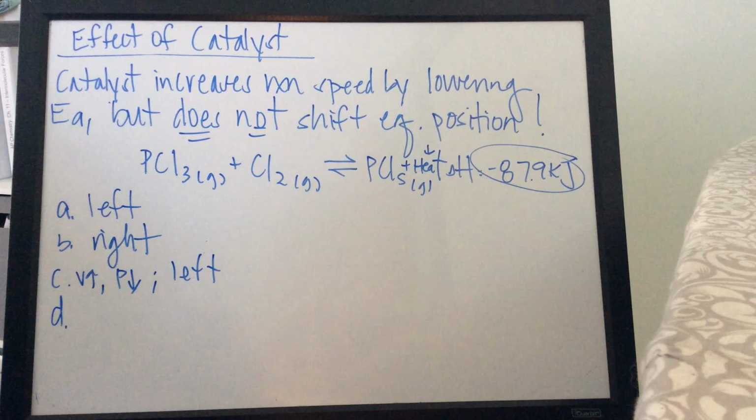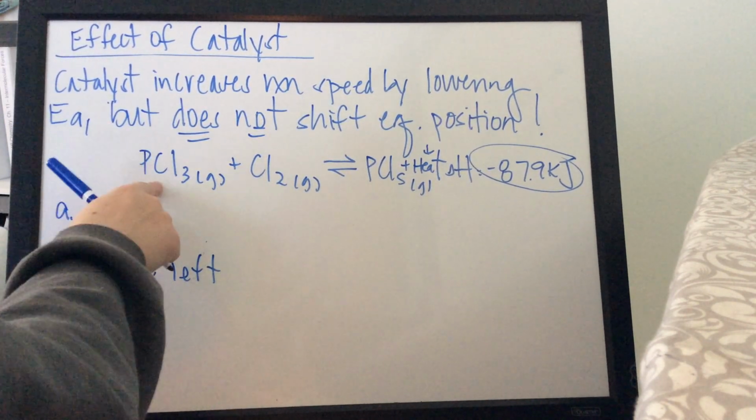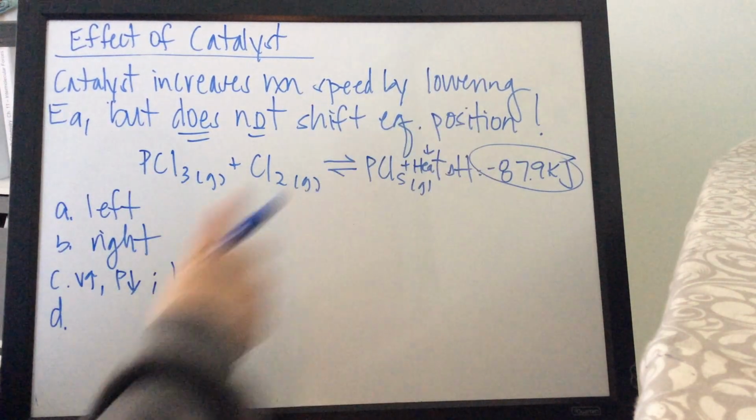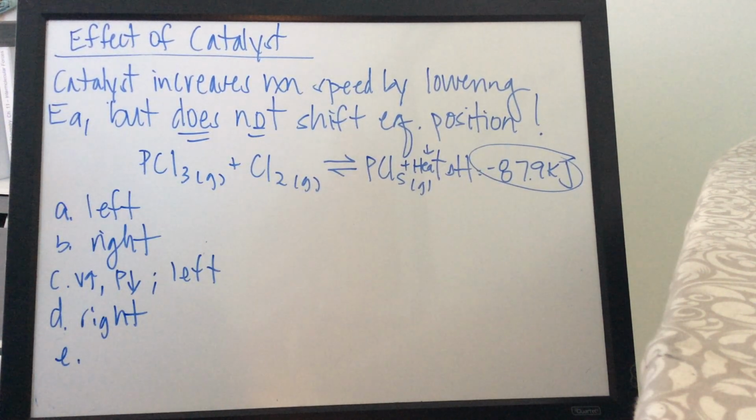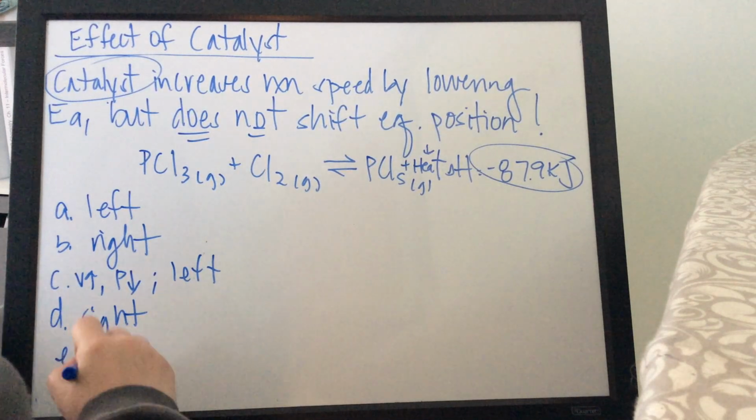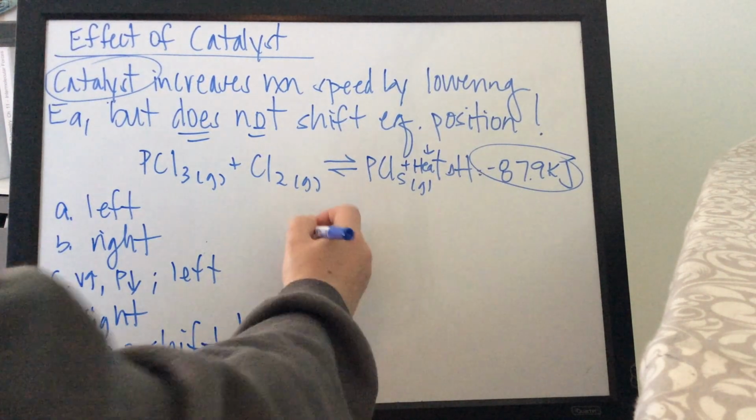Letter D, PCl3 is added. So I add some more reactant. I have too much of this, I need to use it up. So it's going to shift to the right. Letter E, a solid catalyst is added. So we just talked about that a catalyst has no shift on the equilibrium position. So that's kind of your trick question there. So there would be no shift in letter E.